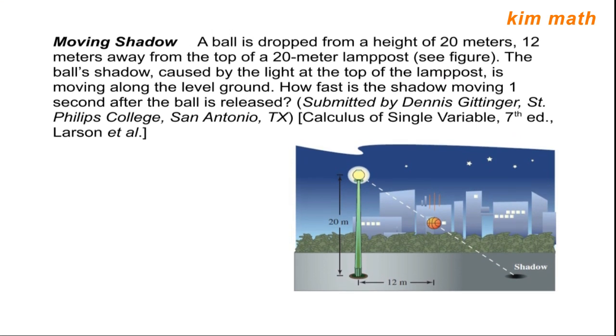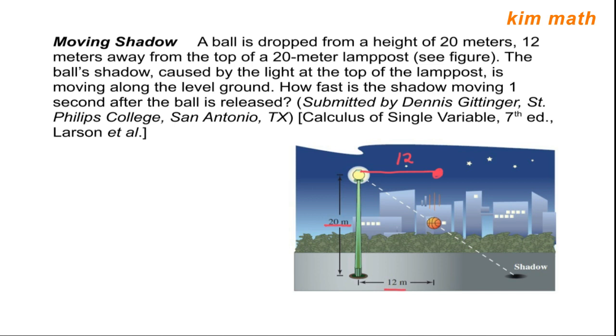A ball is dropped from a height of 20 meters. So the ball was here, and the height is 20 meters, 12 meters away from the top of a 20-meter lamp post. So this is 12 meters. Here 12 meters. The ball's shadow.